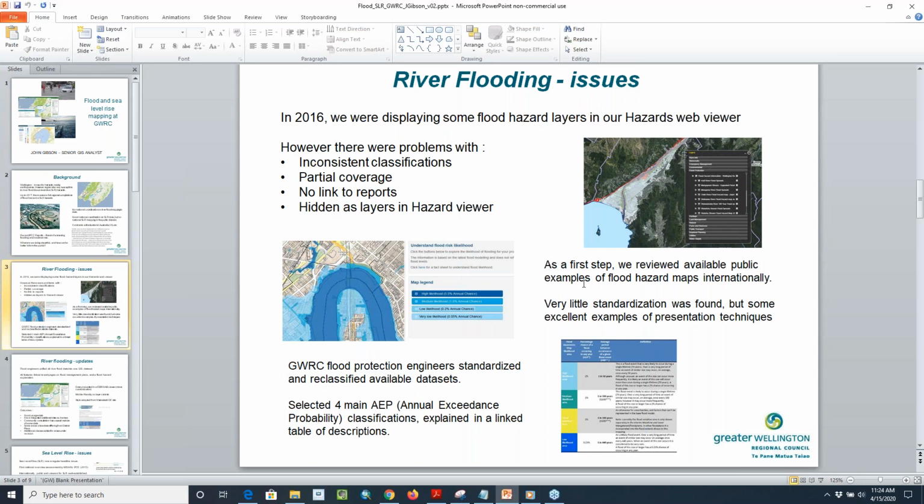So following that review, we worked with our flood engineers on standardizing and reclassifying available flood data sets, so we had a consistent set of data. We used 4 main classifications based on annual exceedance probability, or AEP, and these were explained in a linked table of descriptions from the site data.